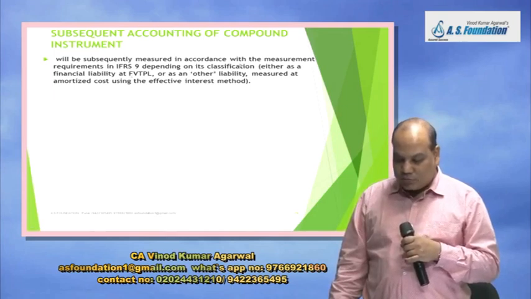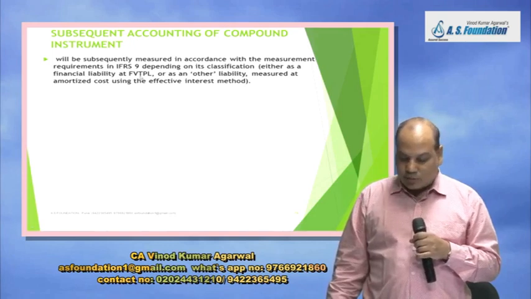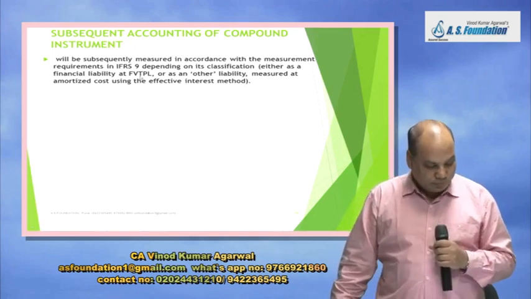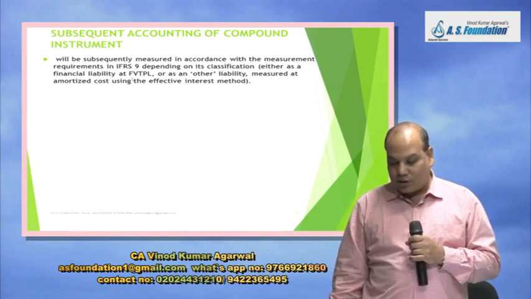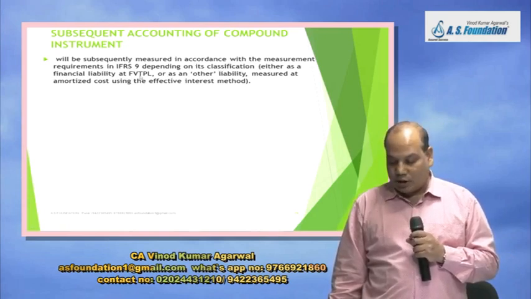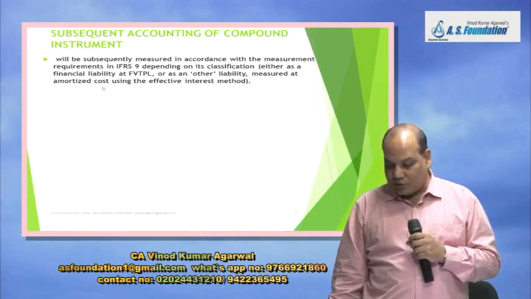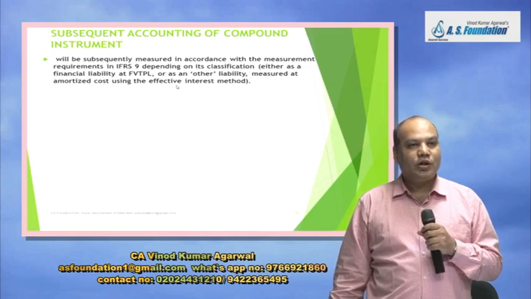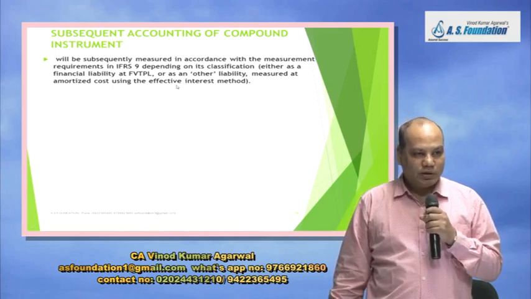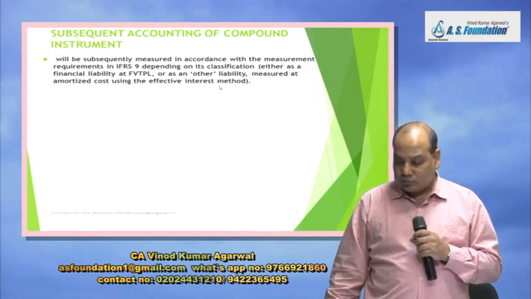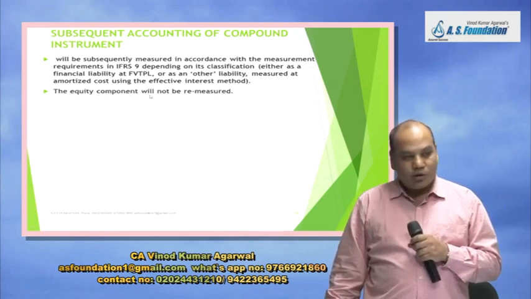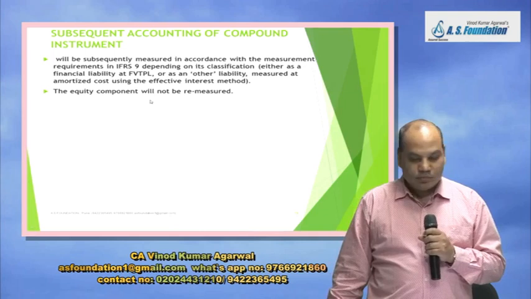It will be subsequently measured in accordance with measurement requirements of IFRS 9. I've written it in your notes. Depending upon its classification, either as a financial liability at FVTPL or as other liability measured at amortized cost using the effective interest rate method. So effective interest rate means IRR. Equity component will not be remeasured.